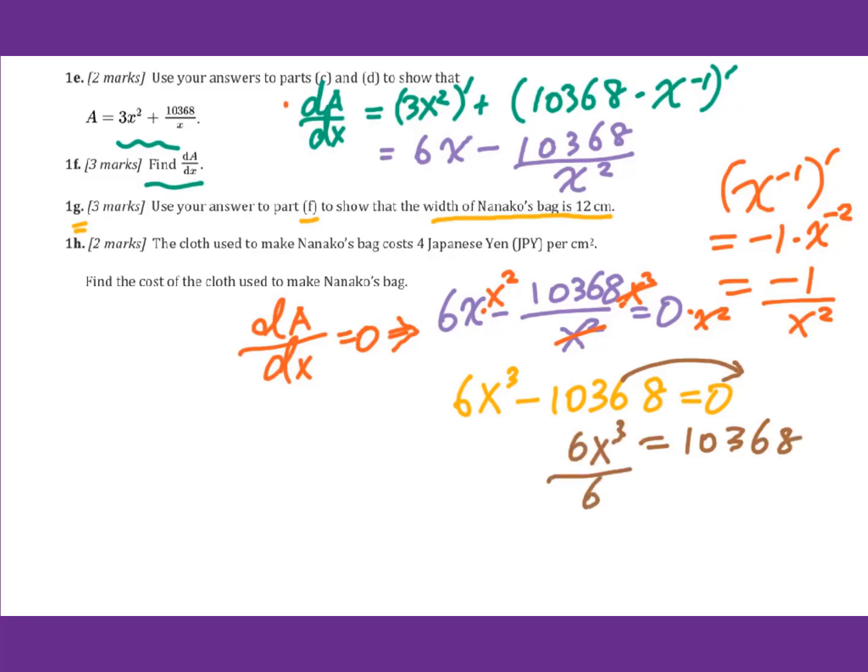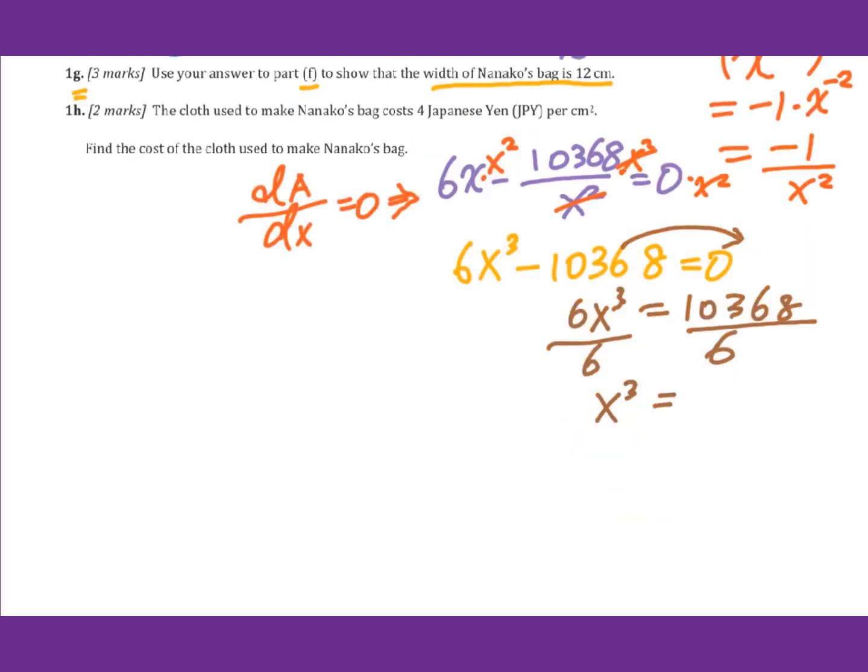Then you divide it by 6 first. x to the third power equals 1728. Then we do the cubic root on both sides. You will get x equals 12.